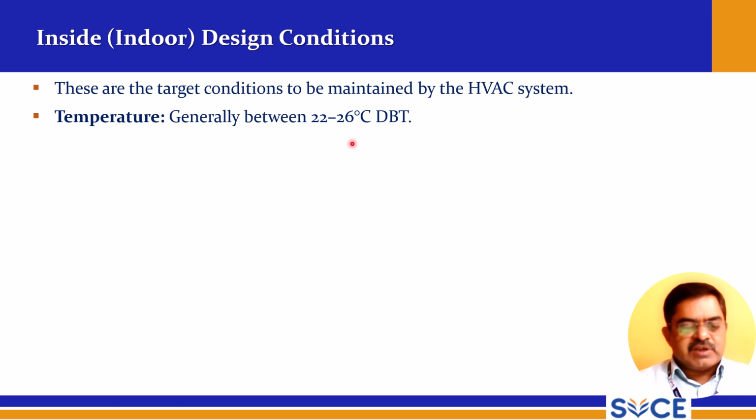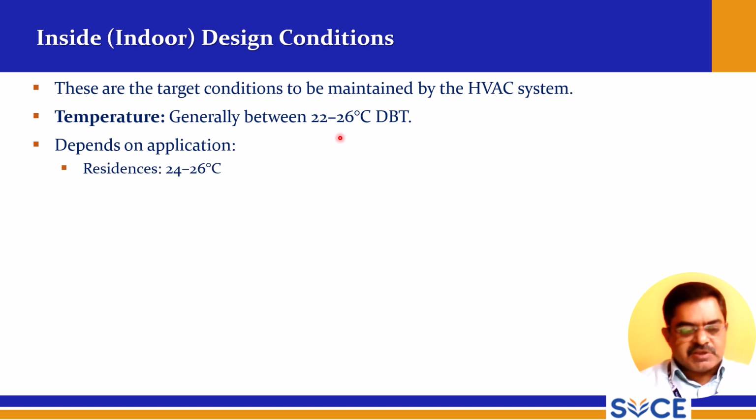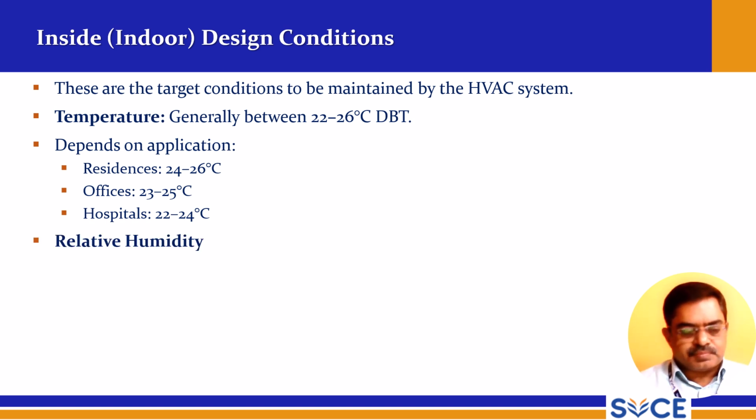Temperature is generally 22 to 26 degrees Celsius dry bulb temperature. This is the desired comfort temperature. It depends on the application. In residences it can be 24 to 26 degrees Celsius, which gives human comfort. In offices it can be 23 to 25 degrees Celsius. In hospitals it is a little lesser, 22 to 24 degrees Celsius.